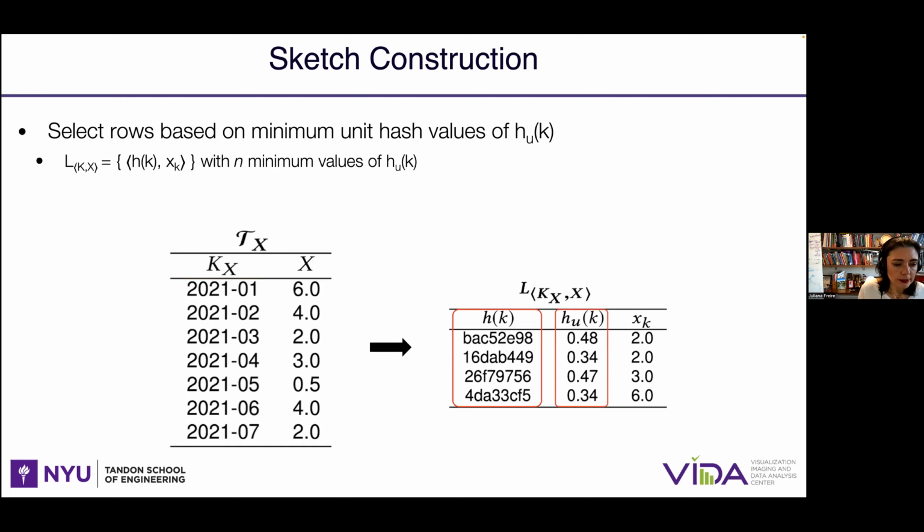Then we map the hash into the unit interval, and we keep the K smallest values in that interval, and we associate that with the numerical value that is part of the sketch. So in essence, we don't need to store this unit value. We only need to store in the index the hash value and the numerical value.